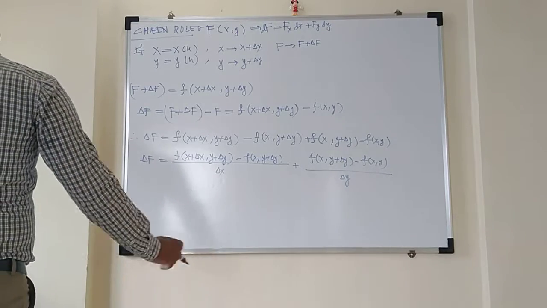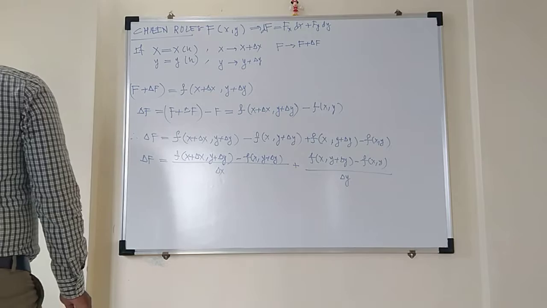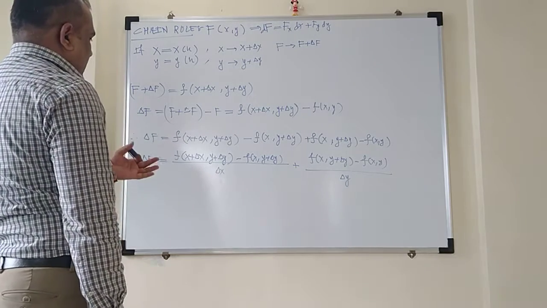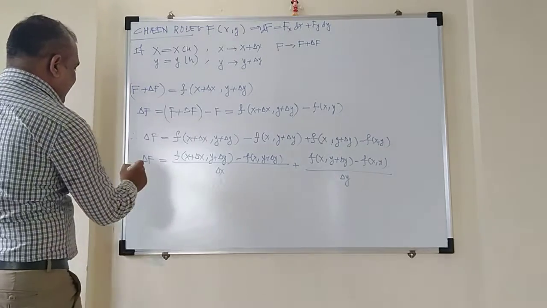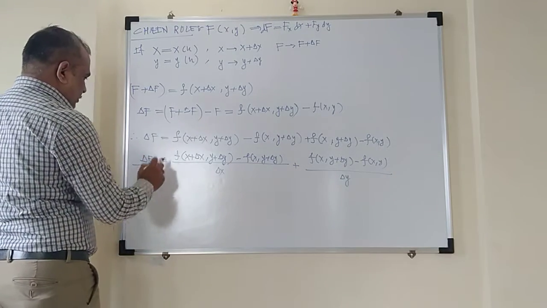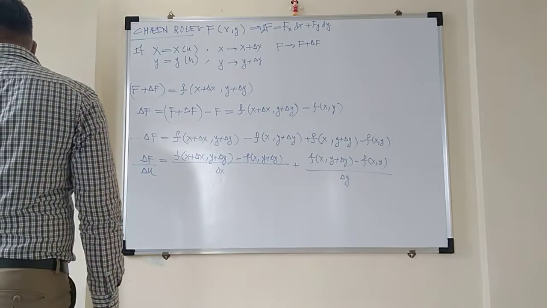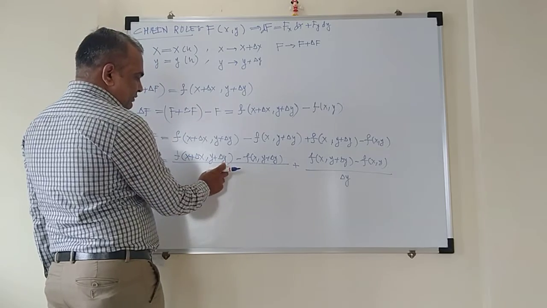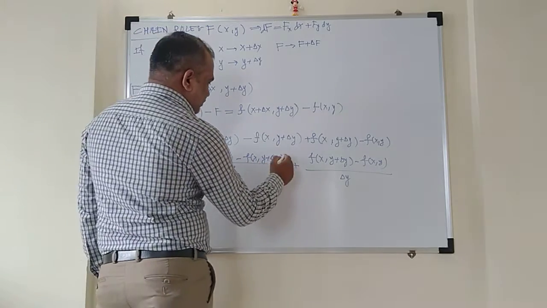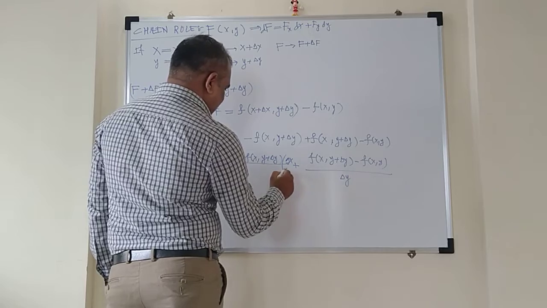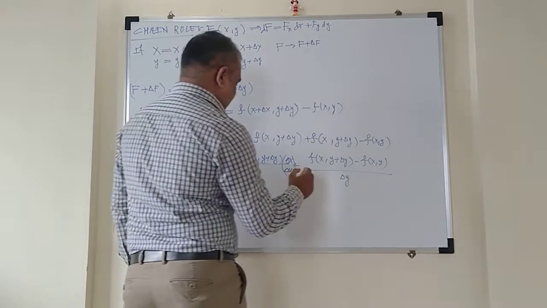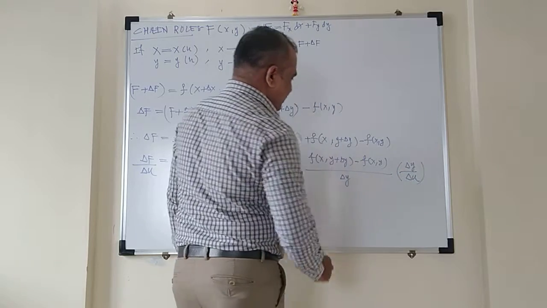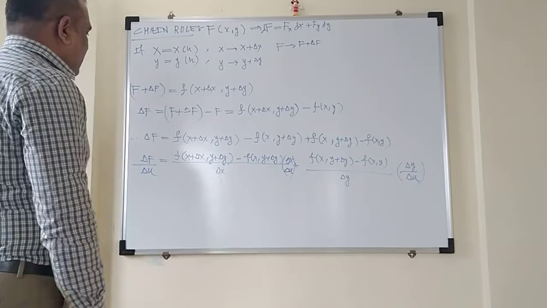Got it? Hope you have understood this. Now for our clarity, let us divide both sides by delta u. So this will give you delta f divided by delta u, and we have divided by delta x here, so I can multiply by delta x, and divided by delta u is here, so here delta y by delta u. Got it? Now what is this?